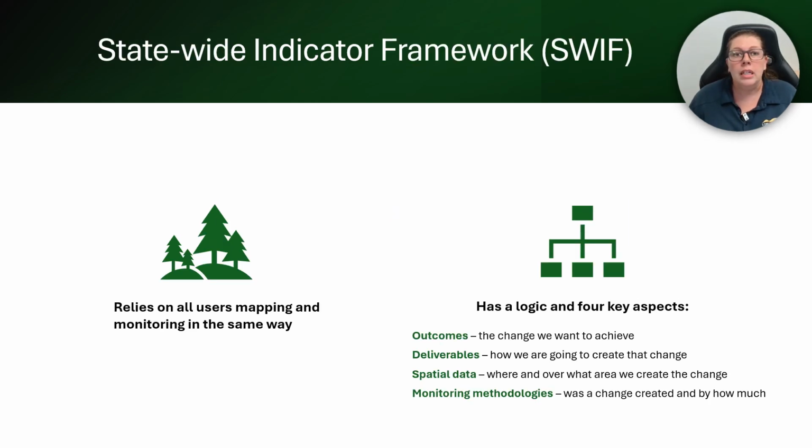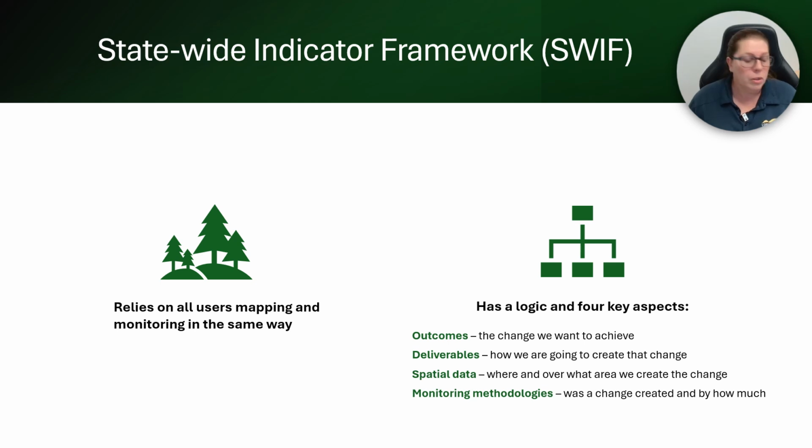The Statewide Indicator Framework, or SWIF, encompasses all aspects of mapping, monitoring and reporting project data. The SWIF tool and this presentation focus only on the biophysical aspect of the SWIF, that is anything involving a physical change in the landscape, such as improved native vegetation condition or improved wetland health. For the SWIF to work, all users need to be mapping and monitoring their projects in the same way.